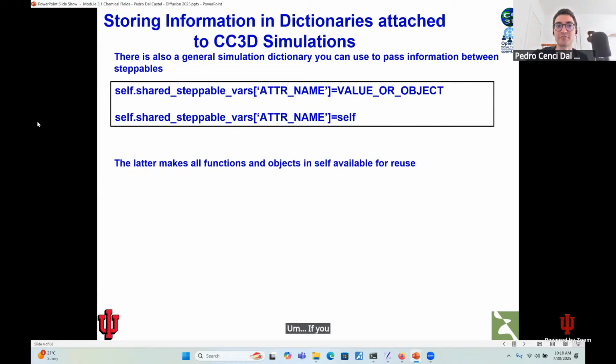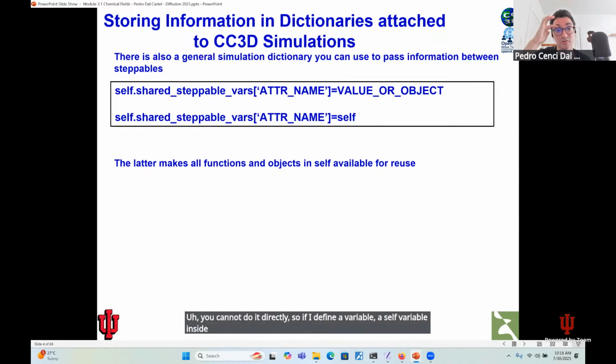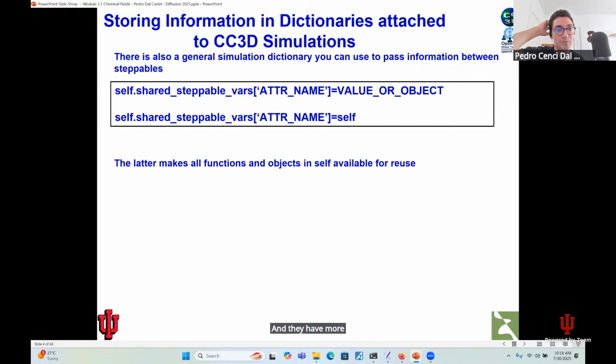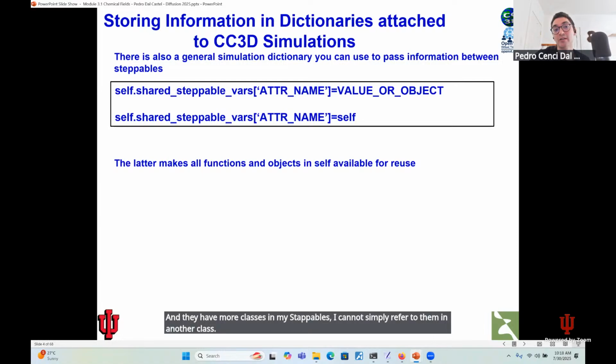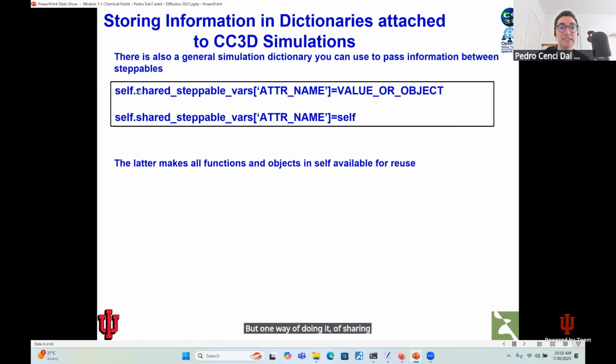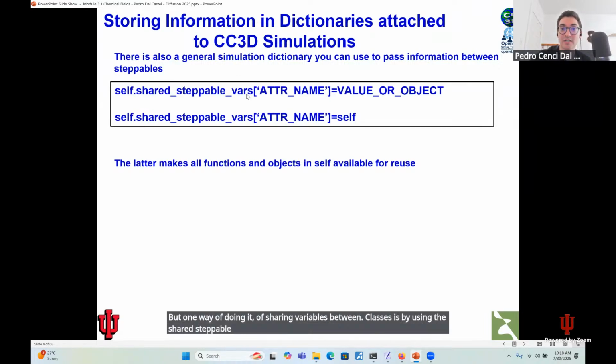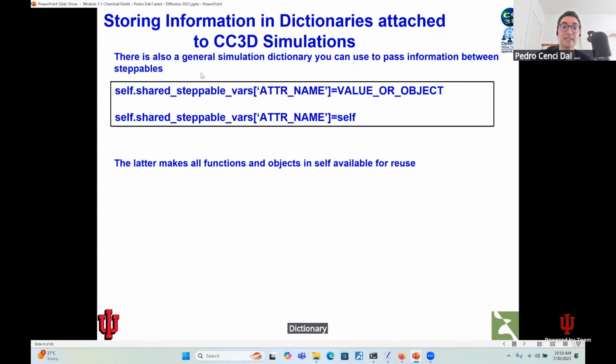If you want to share information between classes, you cannot do it directly. So if I define a self variable inside a class or a local variable inside a class, and I have more classes in my steppables, I cannot simply refer to them in another class. But one way of sharing variables between classes is by using the shared steppable vars dictionary. And then this dictionary you can use on multiple classes and pass information between classes.